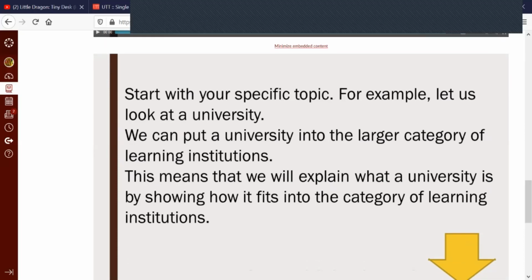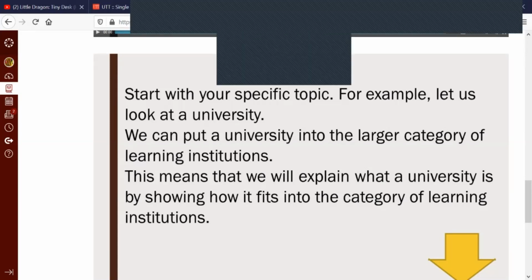So start with your specific topic. We looked at a university as our topic for the analysis by division. So let's use it again for classification since they are relatively close ways of explaining things. So we can put a university in a larger category. Let's call this larger category learning institutions, right?